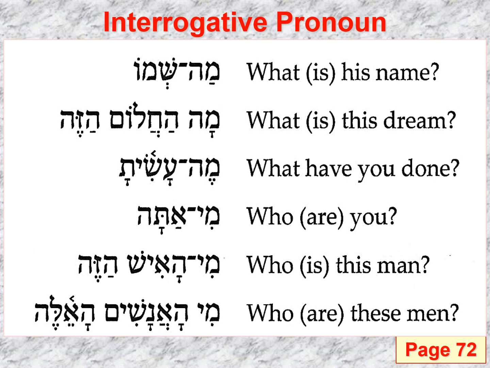And then how about who is this man? Once again, having the near demonstrative functioning like an adjective, and it's agreeing in grammatical gender, masculine, number, singular, definiteness, yes, they both have the definite article, and it's following. So, mi ha'ish hazeh. Who is this man? Mi ha'ish hazeh.